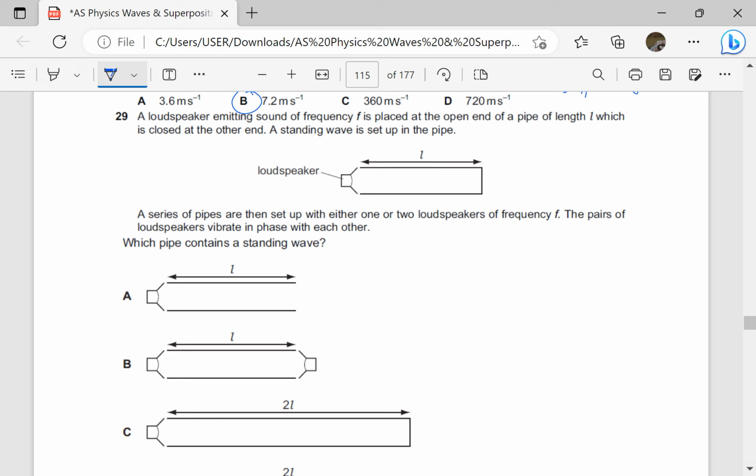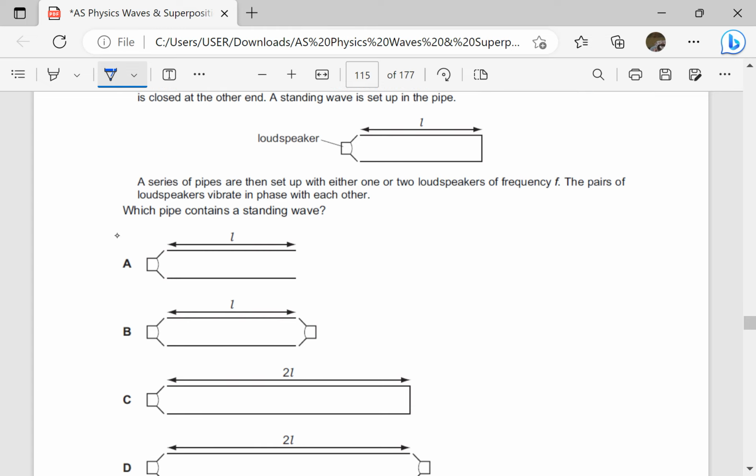A loudspeaker emitting sound of frequency F is placed at the open end of a pipe of length L, which is closed at the other end. A standing wave is set up in the pipe. A series of pipes are then set up with either one or two loudspeakers of frequency F. The pairs of loudspeakers vibrate in phase with each other. Which pipe contains a standing wave, or which pipe contains a stationary wave?